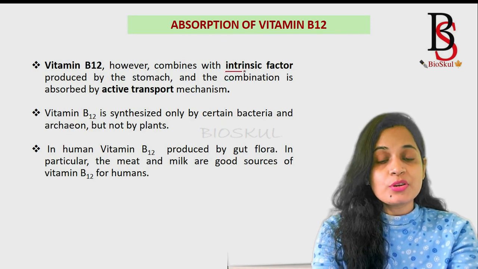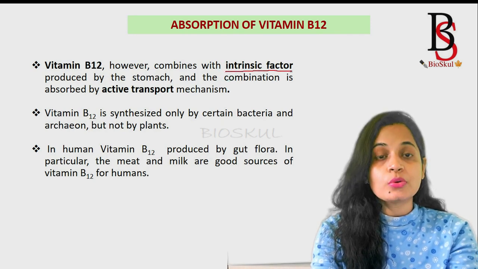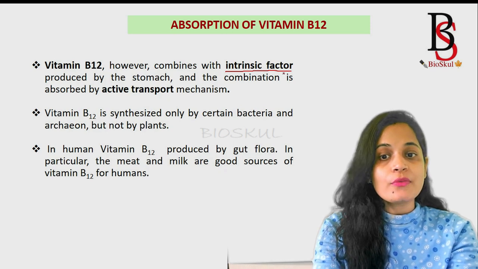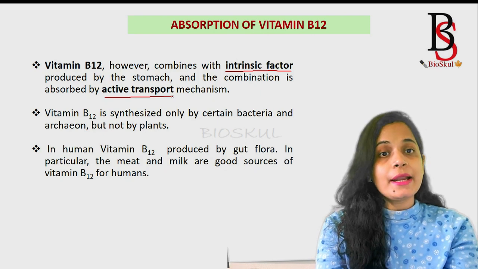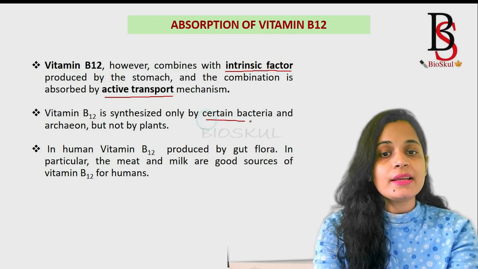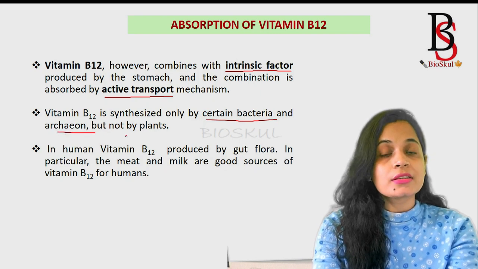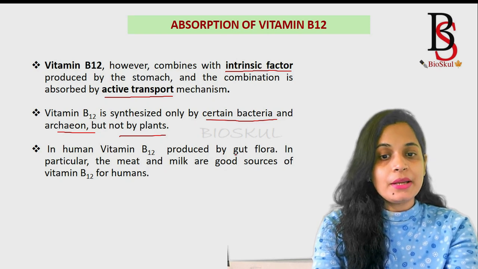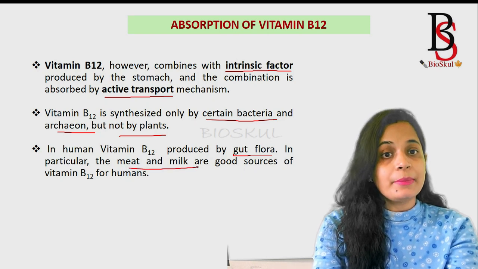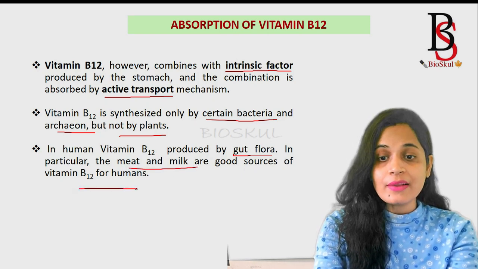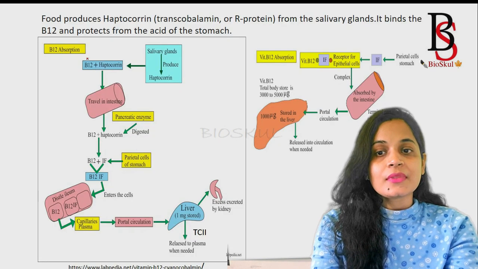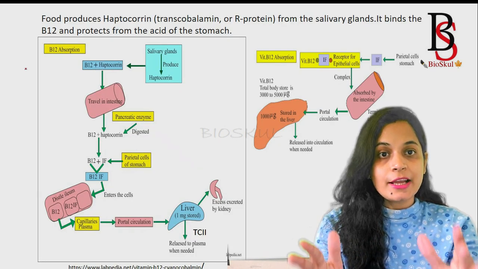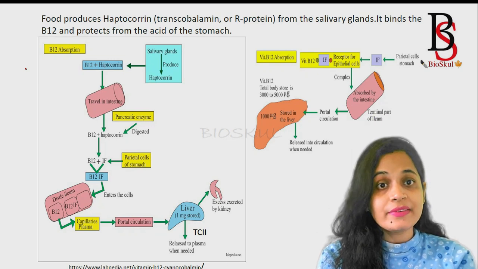Vitamin B12 requires the intrinsic factor for absorption, which is produced by the parietal cells of the stomach, and it is absorbed by an active transport mechanism. Vitamin B12 is synthesized by certain bacteria and archaea, but it is not synthesized by plants. In humans, vitamin B12 is produced by gut flora. In particular, meat and milk are good sources of vitamin B12 in humans. So this is the diagram that presents how vitamin B12 gets absorbed.